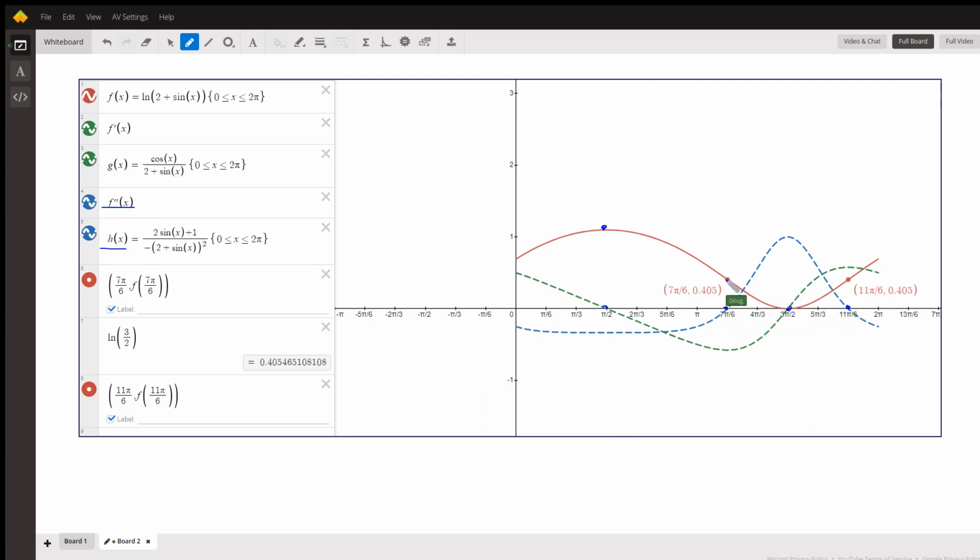And so these are the points of inflection: 7 pi over 6, concave downward. All of a sudden at this point, the curve becomes concave upward. And then at this point, it turns into concave downward again. Hard to see, but that's what's happening. Okay, and again, concave downward means the tangent lines are above the graph, and concave upward means the tangent lines are below the curve.